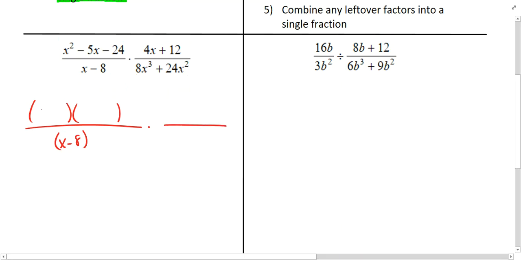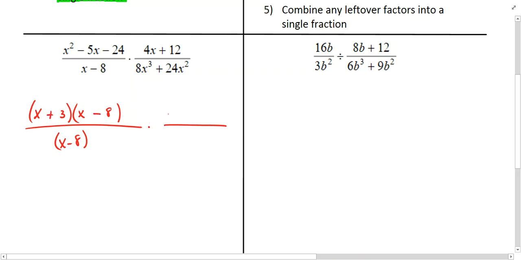So since this is a standard trinomial, I'll enter my x's here. I think a factor of 8 and 3 would multiply to make a 24, and also add or subtract to make -5. So I'm going to use a -8 and a +3.